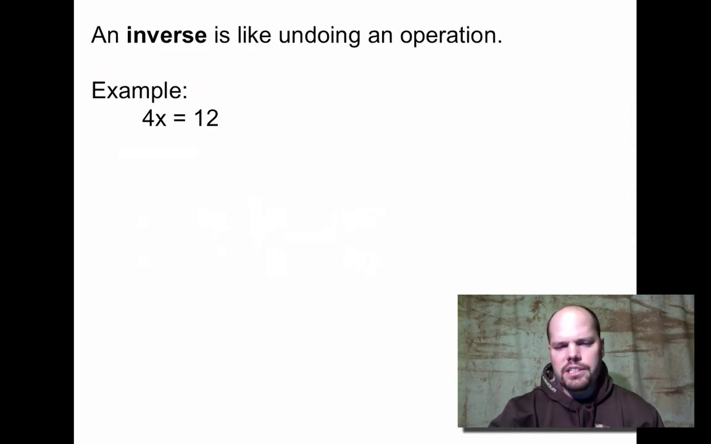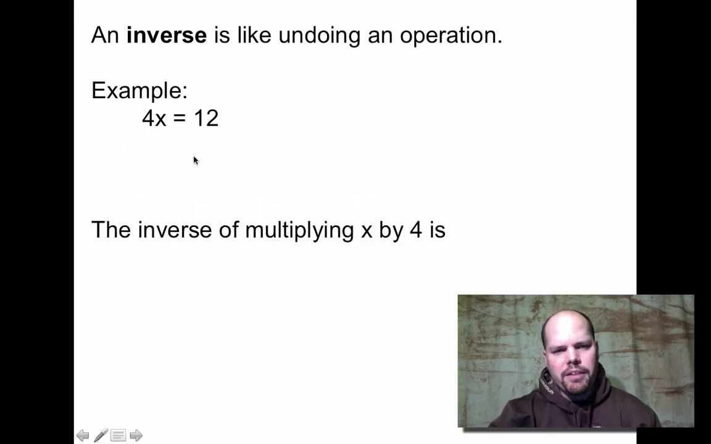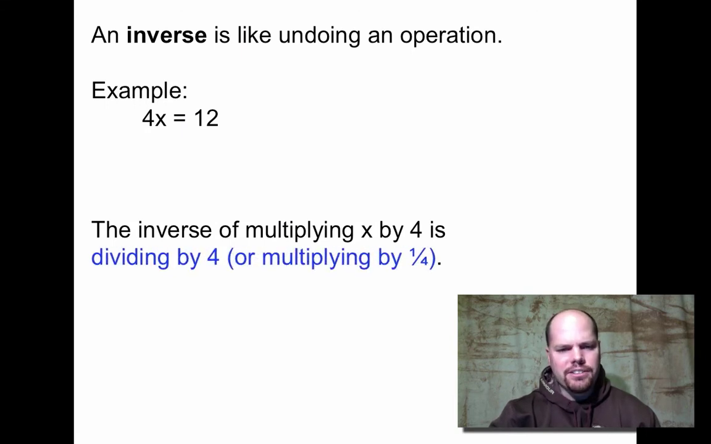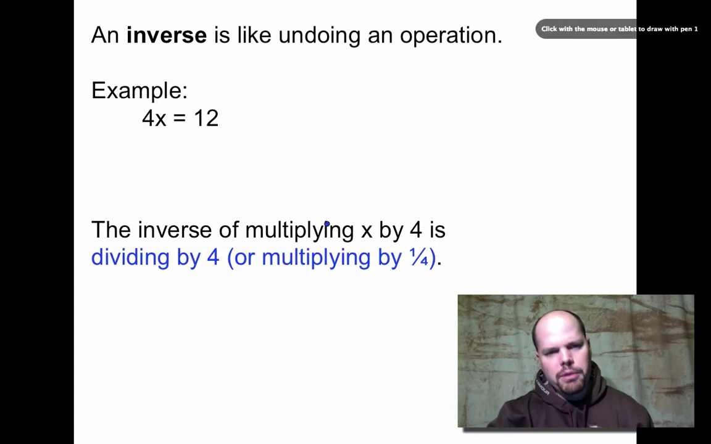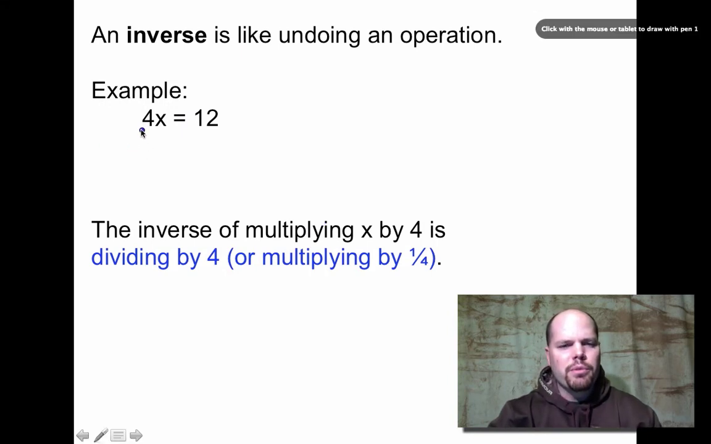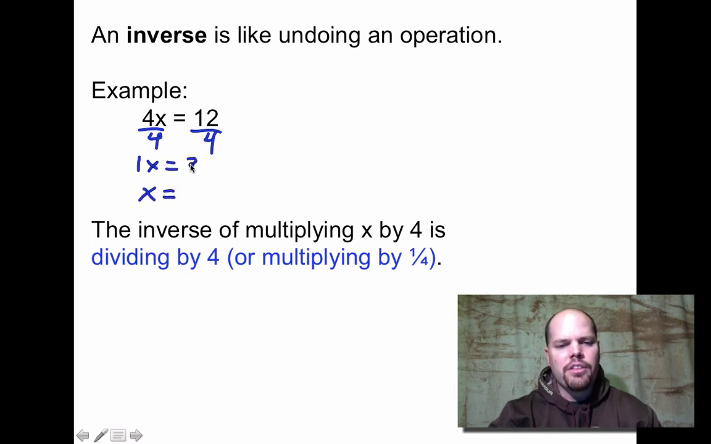An inverse is kind of like undoing an operation. If we were looking at something like 4x equals 12, how do we undo that to get just x equals? We have 4 times x, so the inverse of multiplying x by 4 is dividing by 4 or multiplying by 1/4. Then we get 1x, and 1 is the multiplicative identity, so we end up with x equals 3.